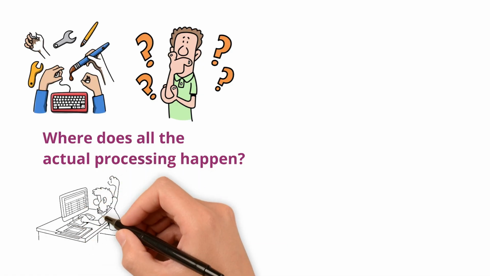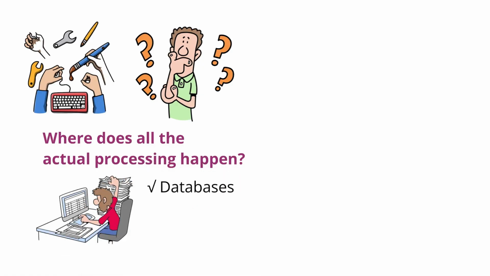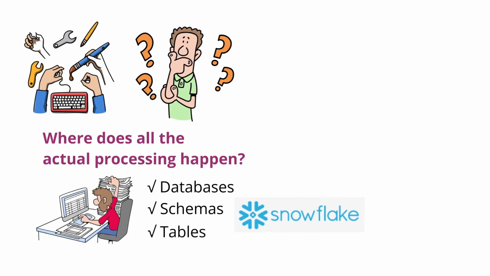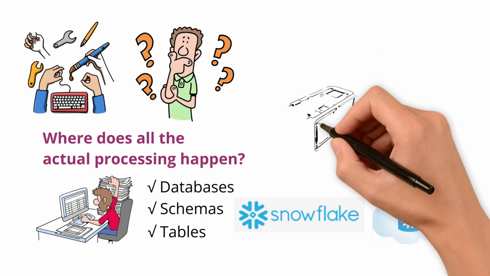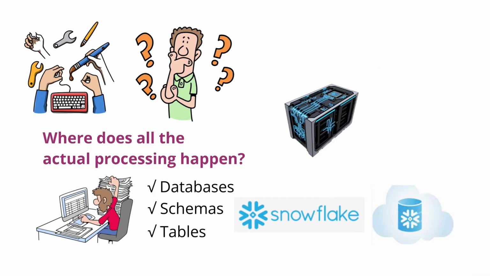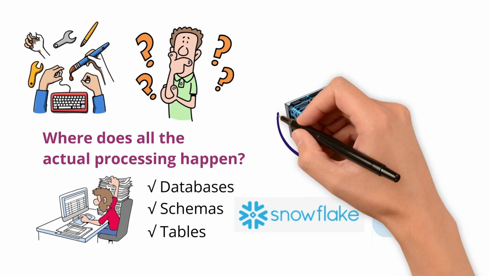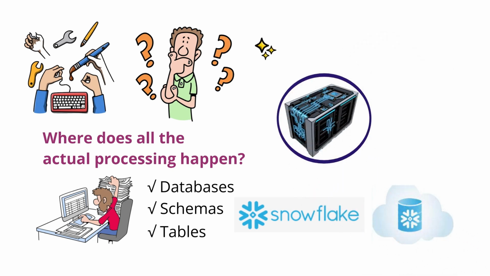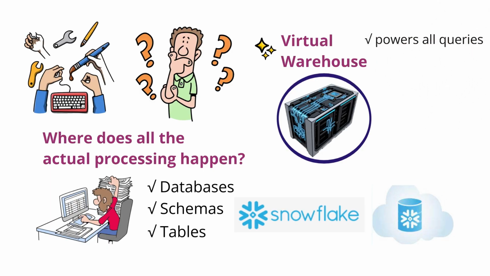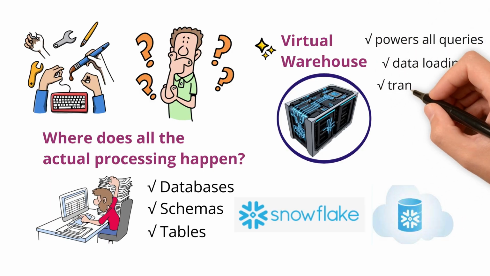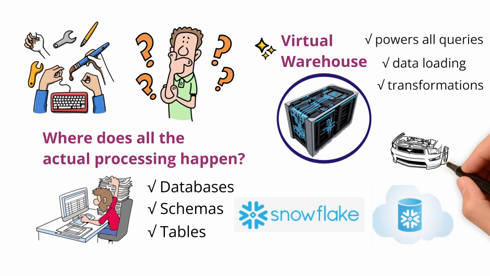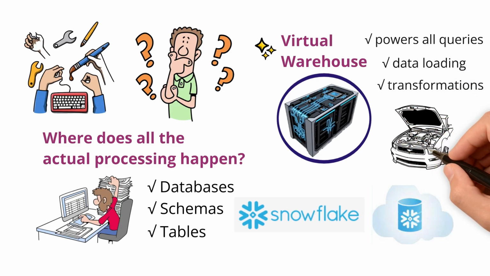In a traditional database, we usually start by creating databases, schemas, and tables right away, but Snowflake is different. It's a cloud data warehouse. Before we can even create or query objects, we need a compute engine. And that compute engine in Snowflake is called a virtual warehouse. This is what powers all queries, data loading, and transformations. Think of it as the engine under the hood. Without it, nothing moves.